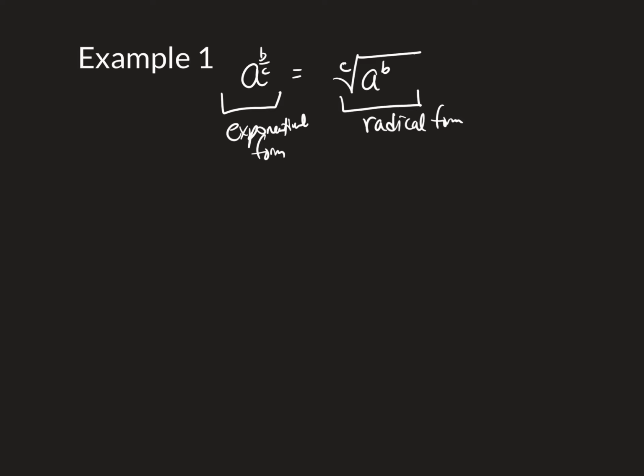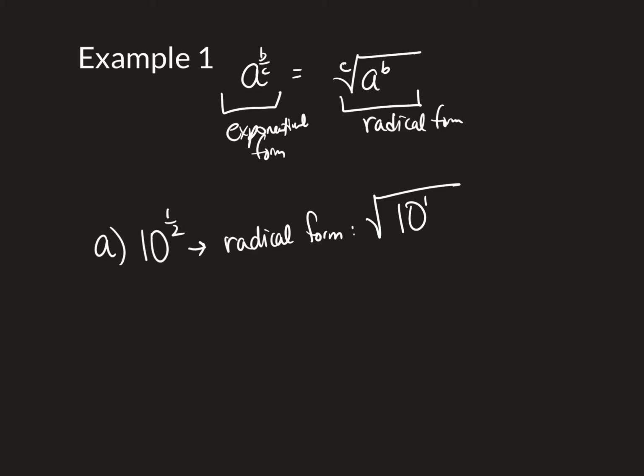So for example 1, letter A, I want to rewrite 10 to the 1/2 power, which is already in exponential form. I want to rewrite it in radical form. So remember, to do that, you put a radical. Your denominator is your root, so you put a 2 here, but it's not necessary to have the 2. It's okay for it to be gone. And then you have 10 raised to the first power. So 10 to the 1/2 is the square root of 10. This is my radical form for the exponential form, 10 to the 1/2.